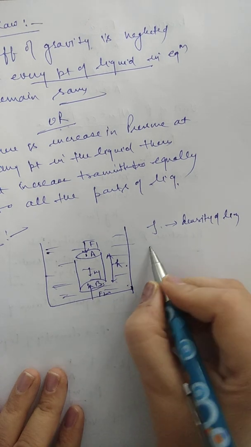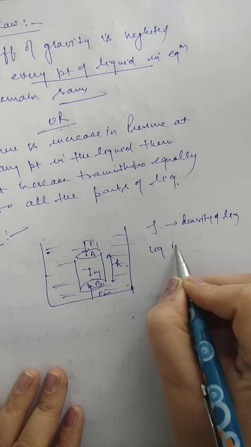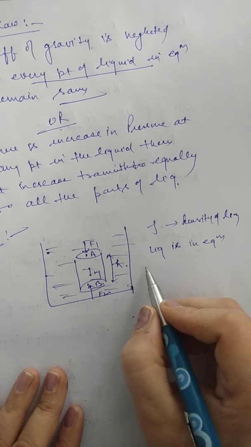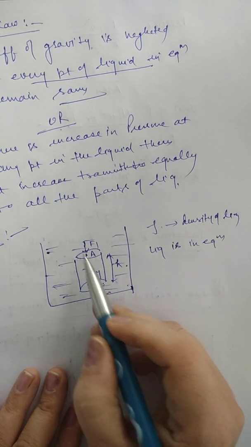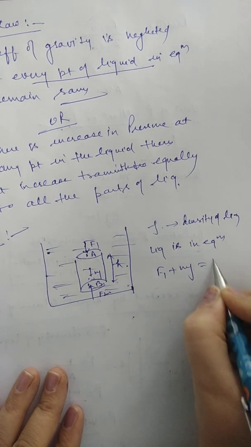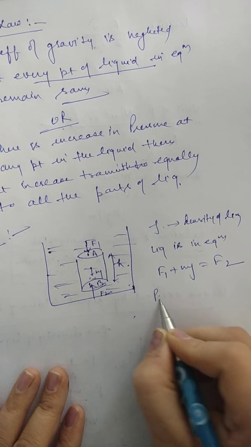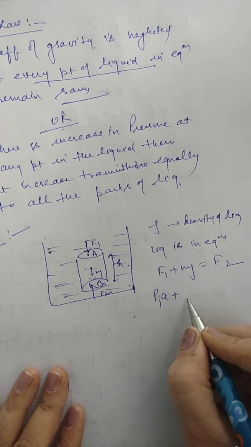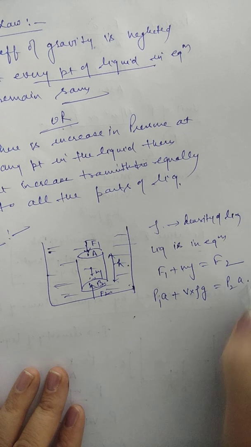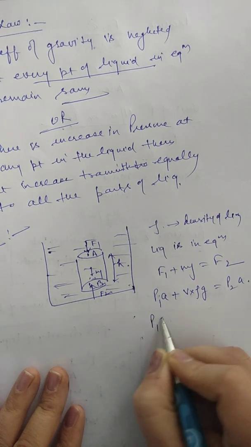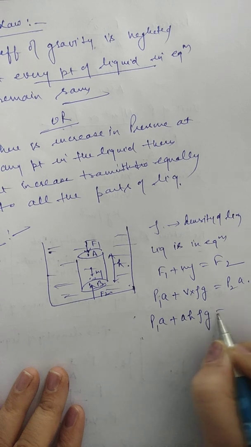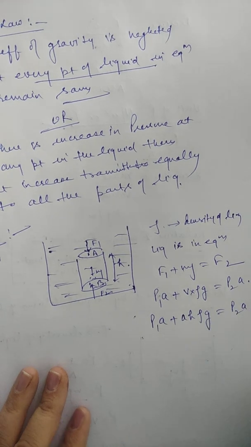So liquid is in equilibrium. Therefore, total upward force must be equal to total downward force. Downward force is F1 plus mg is equal to F2. F1 को आप क्या लिख सकते हैं? P1 into A, mass is volume into density into g is equal to P2 into A. This is volume is area into h into rho into g is equal to P2 into A.